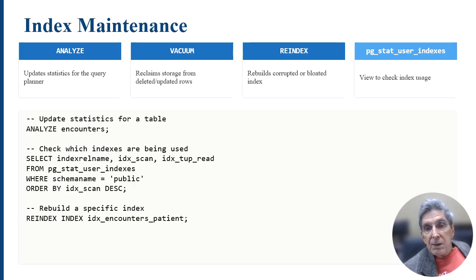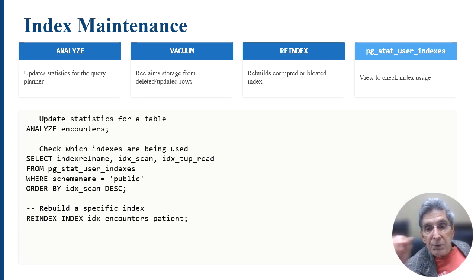And finally, pg_stat_user_indexes is a system view that tells you how often each index is being used. The idx_scan column shows how many times an index has been used since the last statistics reset. This is invaluable for identifying which indexes are earning their keep and which are just overhead.